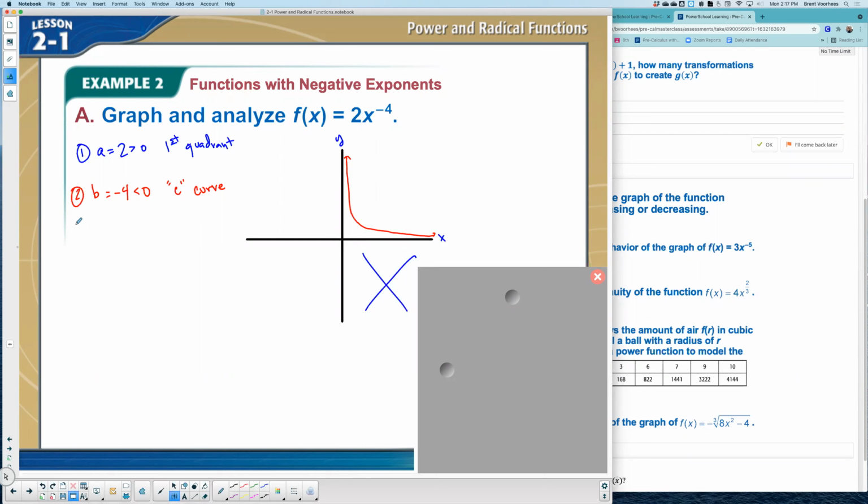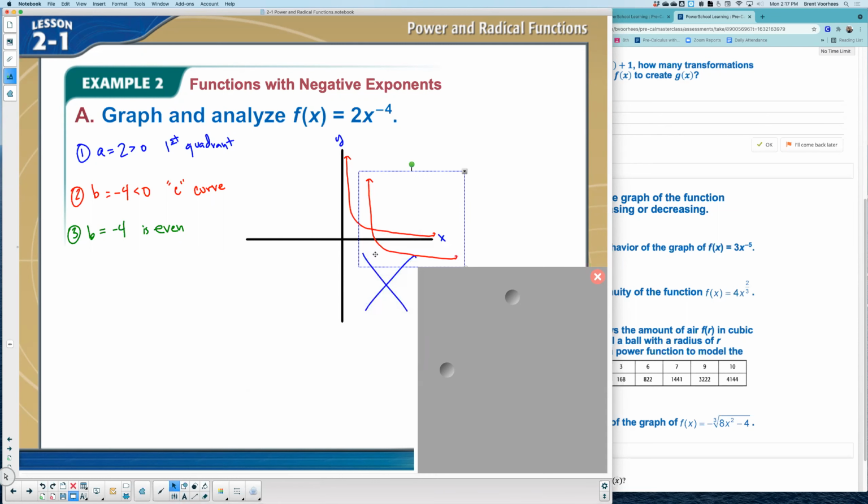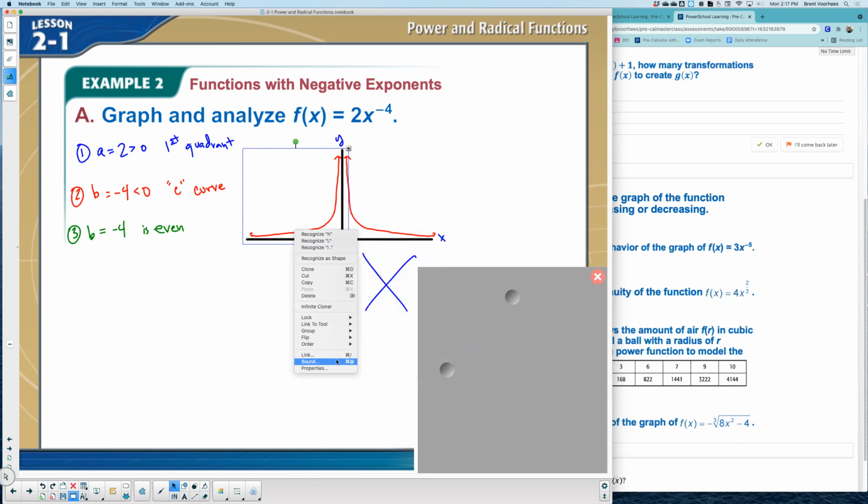And now finally, the third thing we need to find is what we call reflection. Here my B is -4. Is that even or odd? It's even. And so if it's even, does it reflect across the y-axis or does it reflect across the origin? It's going to reflect across the y-axis. And so you will have a C curve that's reflected across the y. So clone, reflect across the y like that.